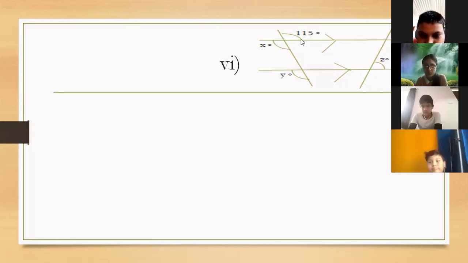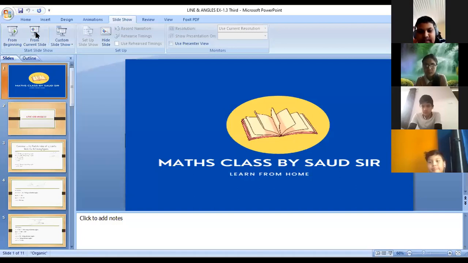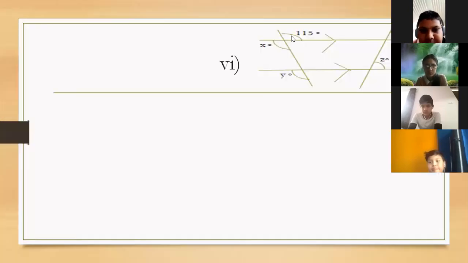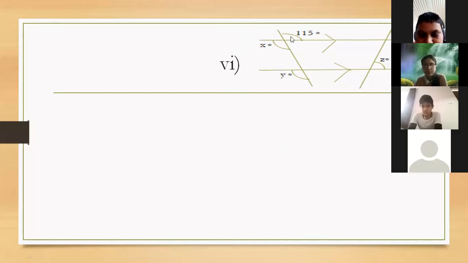These two angles are vertically opposite angles. X degree equals 115 degree. Right, Dishanta? Are you listening, Rujip? X is equal to 115. Yes, sir. X is equal to 115.